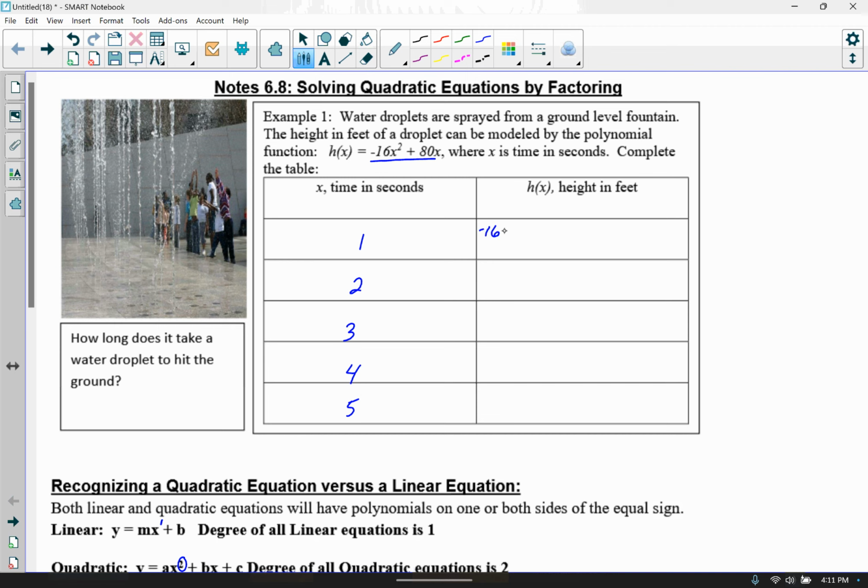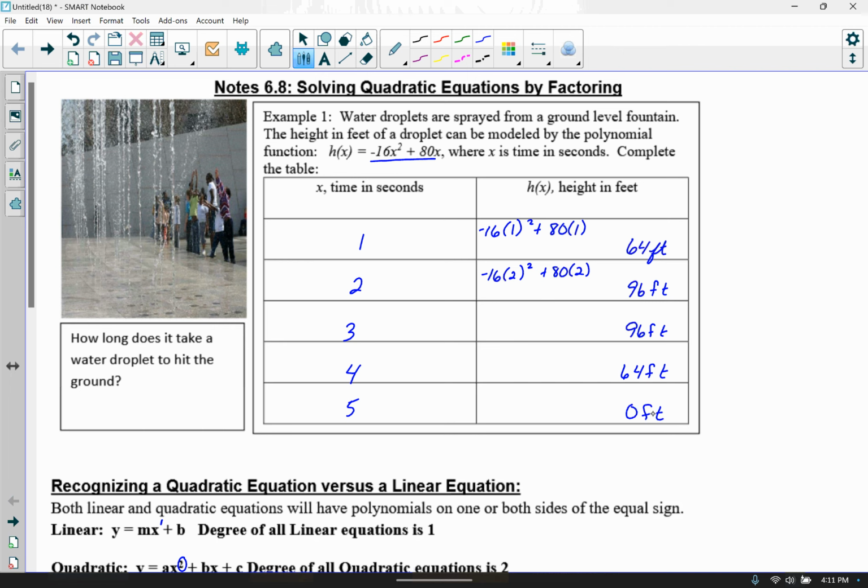All right, then you would do the same thing with 2 seconds. So it'd be negative 16. Everywhere you see an x, plug in 2. And that should put you at 96 feet. You continue on down: after 3 seconds, it should also be at 96 feet. At 4 seconds, you should be at 64 feet. And at 5 seconds, you should find that lands you at 0 feet.